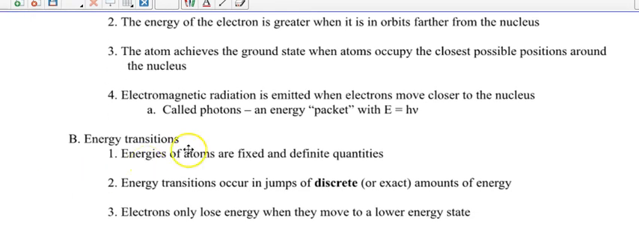All right, so we have energy transitions. Energies of atoms are fixed and definite quantities. We also call that quantum. Energy transitions occur in jumps of an exact amount of energy, or a quantum of energy. Electrons only lose energy when they go to a lower energy state. Let's go to the next page.